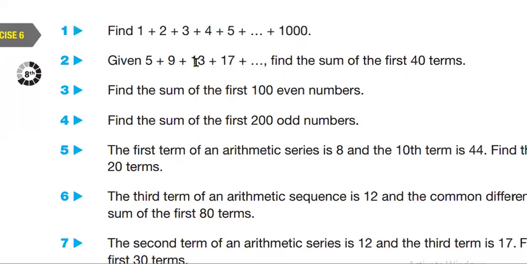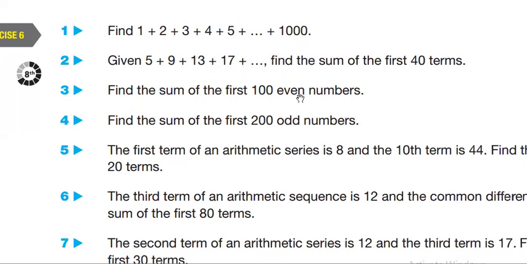And then you need to know how many numbers, which is the N, and they already told you, find the sum of the first 40 terms. So N equals 40. You're going to follow the same steps that we did in question 1 to answer this question. Same idea here. Find the sum of the first 100 even numbers.